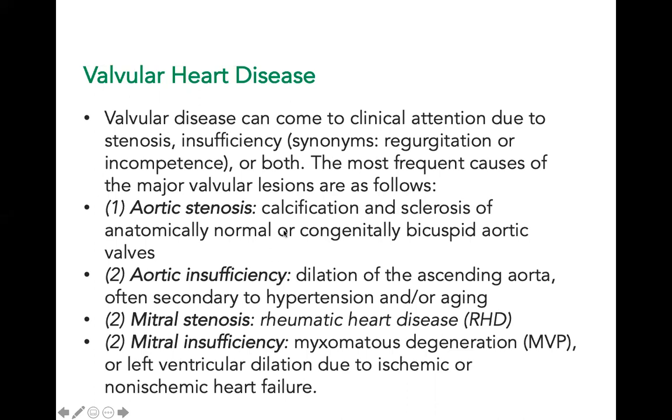With aortic stenosis, of course your aortic valve is stiff or calcified. So if your aortic valve is calcified, what happens? The blood cannot flow, cannot move forward towards the systemic circulation. Okay? It can be a congenitally bicuspid aortic valve. Okay, usually they are prone to calcification and sclerosis.